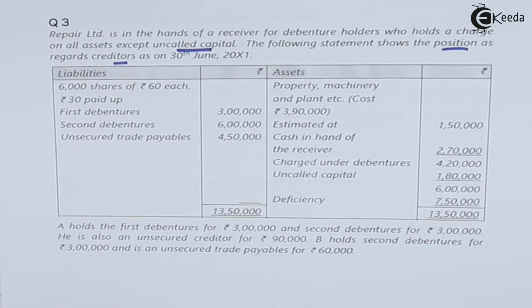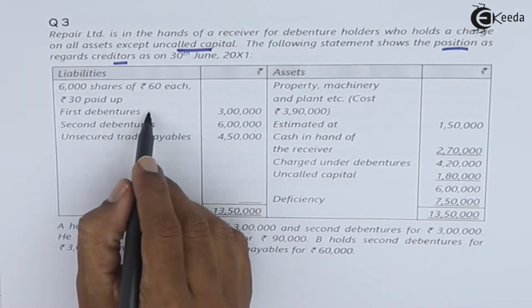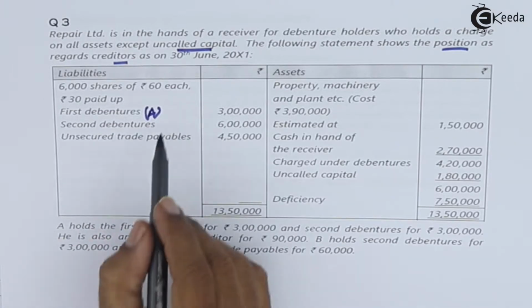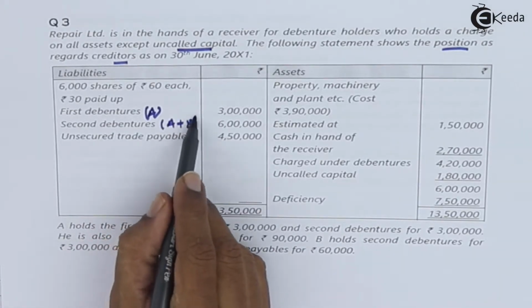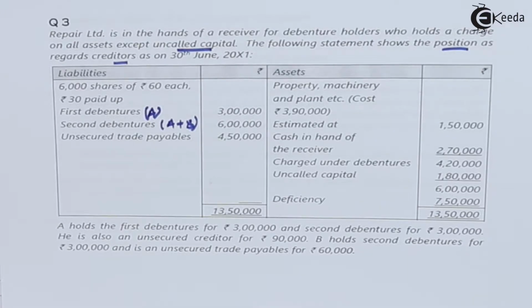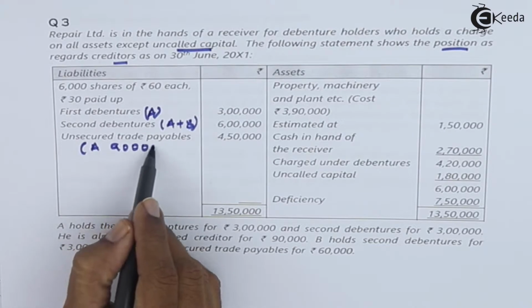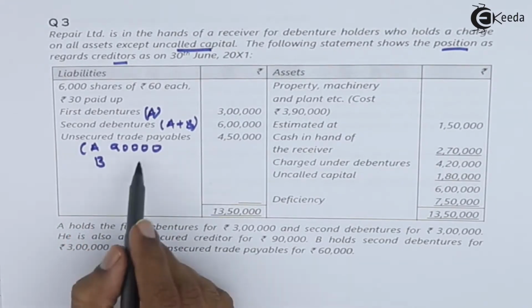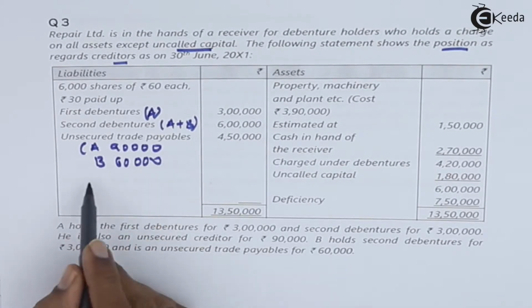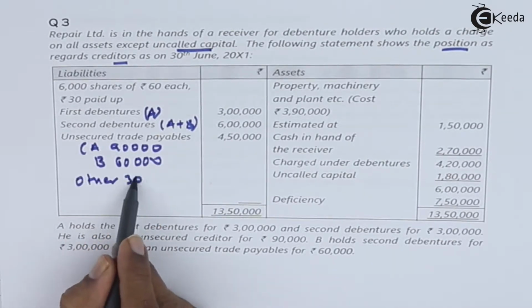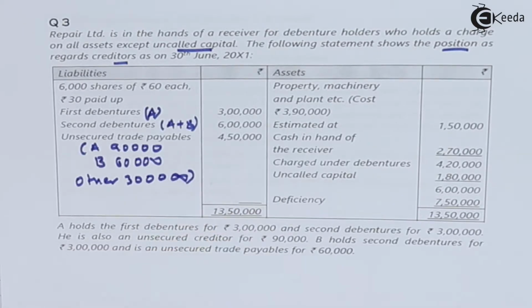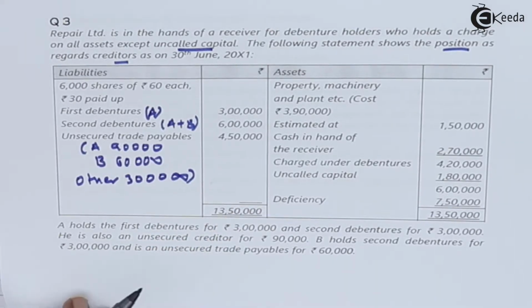If you can notice clearly, first debentures are entirely held by A. Second debentures are held by A and B both. Unsecured trade payables have A, B and others. A is unsecured creditor for rupees 90,000. B is unsecured creditor for rupees 60,000. So A 90,000, B 60,000. So can I say others will be 3 lakhs? Why, sir? Total amount is 4,50,000. Let's see the next information.